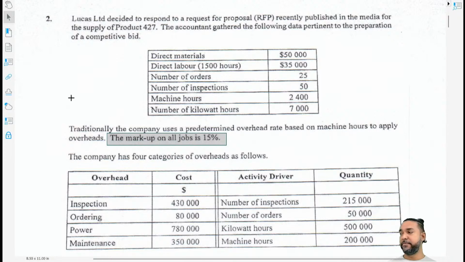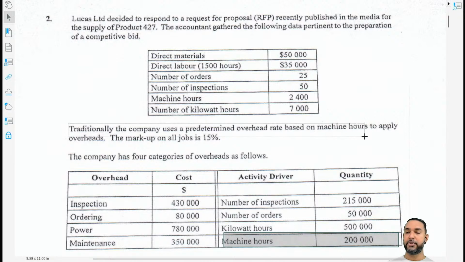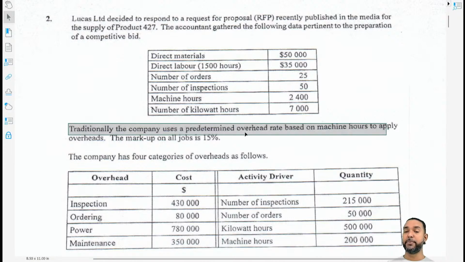So again, we're trying to find the total cost of this job. You have 3 components of cost: direct materials, direct labor. So you're heading up Lucas Limited, calculation of bid price of job 427 or product 427. Right? So direct materials plus direct labor plus overheads. Find the overheads applied. You have to add up all your overhead costs and divide by the number of machine hours. Why machine hours? Because they said here that traditionally the company uses a predetermined overhead rate based on machine hours.